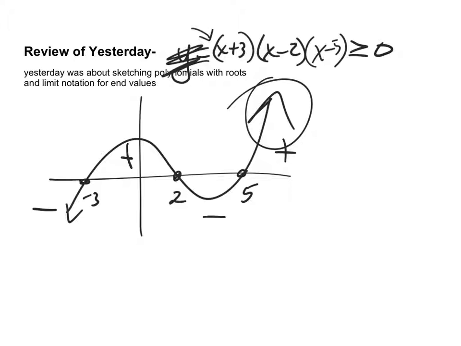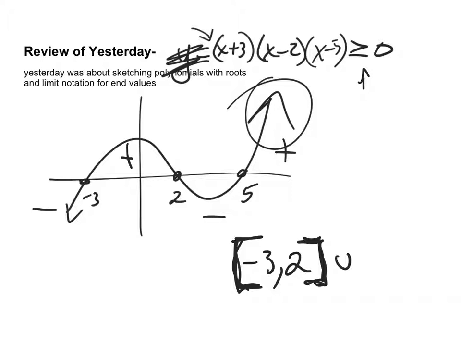What do you say, sir? From -3 to 2. Parentheses or brackets? Bracket. You are correct. Why did you pick bracket? Because it includes those. Yes. Another way to say it, it says we're equal to. Okay, and then keep going. Union 5. I'm assuming bracket, right? Yeah. To infinity, no bracket. There you go. Raise your hand if you had that one right. All right. You guys are a rough crowd.